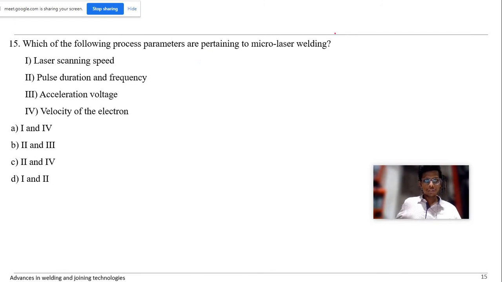Which of the following process parameters are pertaining to micro laser welding? This is also straightforward. Because acceleration voltage and voltage of the electron all come under electron beam, right? So 1 and 2 is the correct answer. So D is the option. Yeah, correct. D is the option.